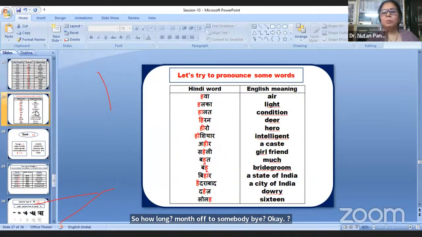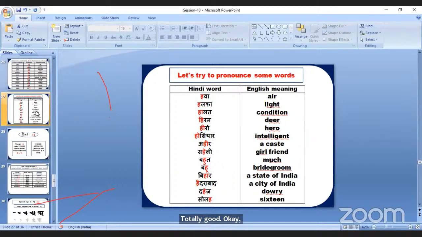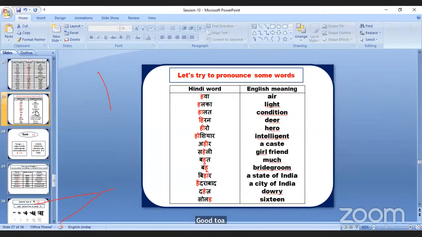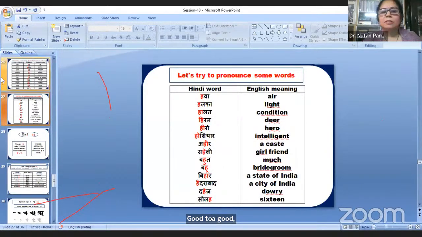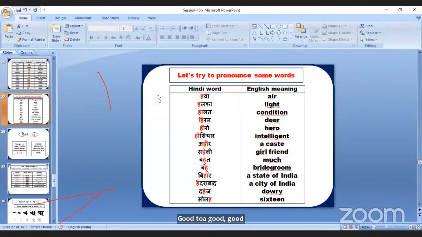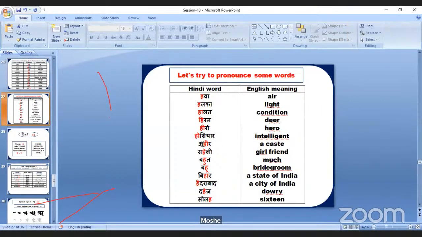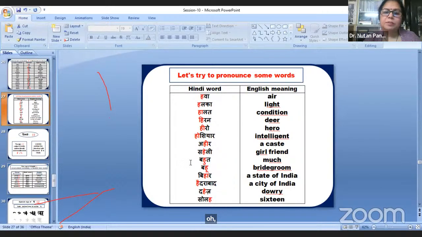It is for you. You will pronounce and I am listening. Start. Hawa. Good. Next. Halka. Good. Hero. Hoshiyar. Next. Ahir. Heer. Long Heer. Saheli.